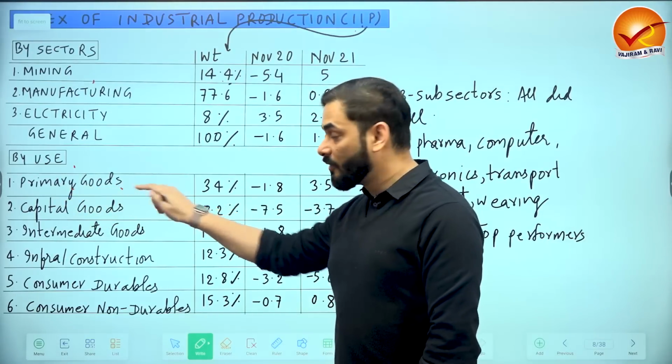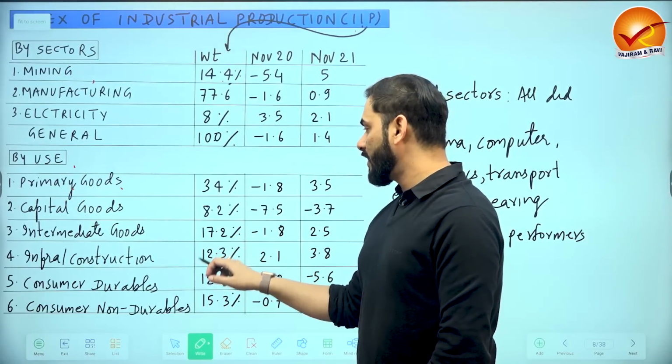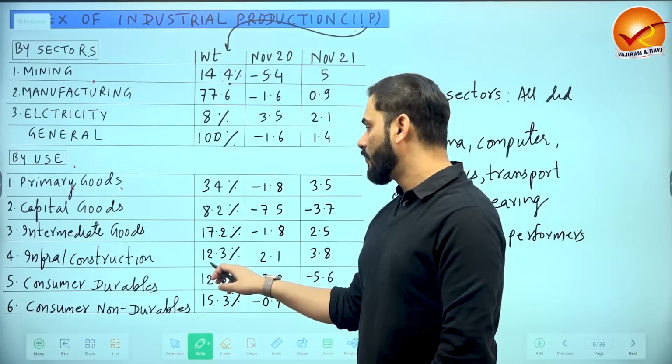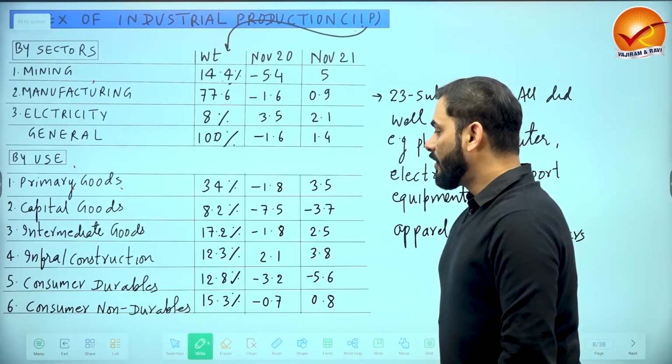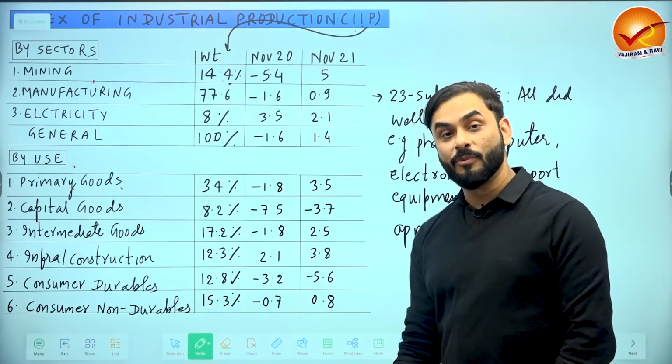Now, if you do IIP calculation based on use of the product, then what is the weight given to primary goods? 34%, capital goods 8.2, intermediate goods 17.2, infrastructure or construction 12.3, consumer durable 12.8, consumer non-durable 15.3%.